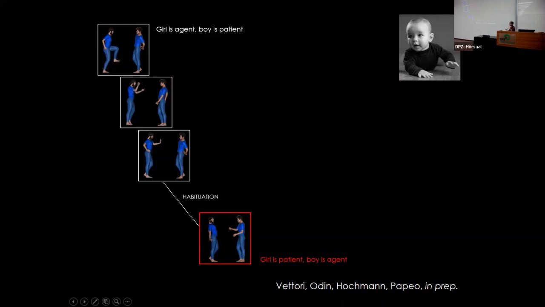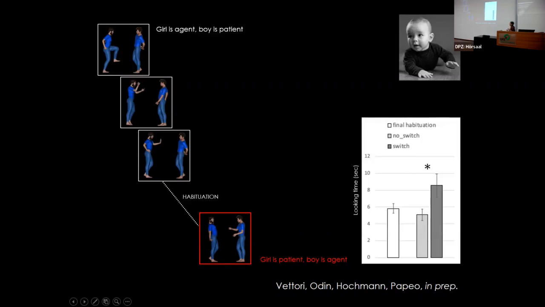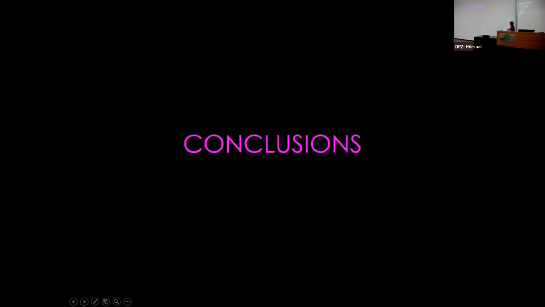So we wanted to replicate these results, and we considered a habituation paradigm, with the same logic but a different measure. Infants were habituated to a given configuration, and then in the test trial, there could be a switch in the configuration or not, and we replicated these results. This is the final habituation trial, and you see that the looking times increased when there was a switch of the agent and patient, and they stayed the same when there was no switch.